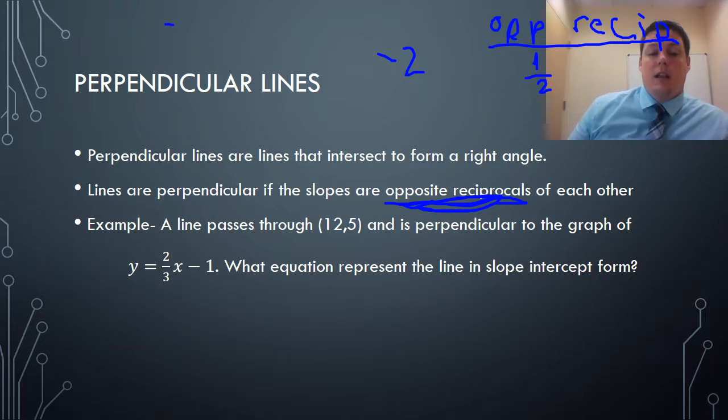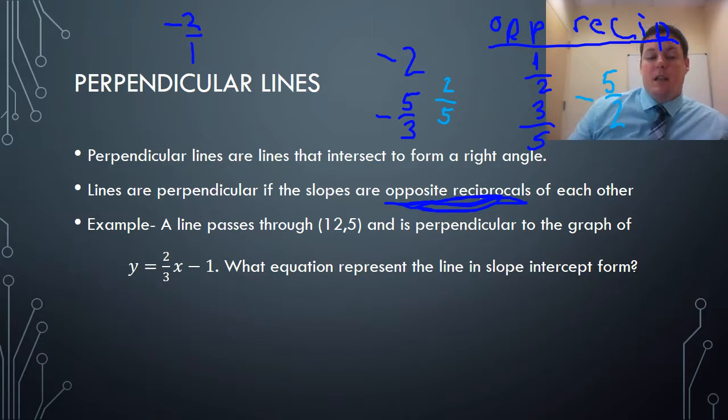Remember, this can be written as a fraction by putting it over 1. -2 over 1 is the same thing as -2. So the opposite of -2 is just 2. If we flip it, it becomes 1/2. All right, say we have -5/3. The opposite reciprocal would just be 3/5. If we had 2/5, the opposite reciprocal would be -5/2.